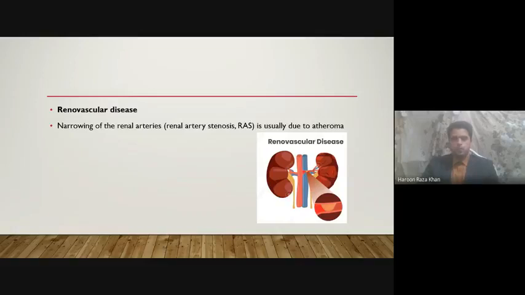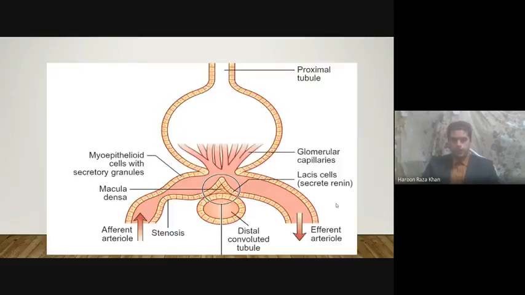So this narrowing has led to the renal artery stenosis. The main cause is atheroma. So before I talk about this morphology or how this occurs, this is the common structure or a detailed view of your function of the kidney. The proximal tubule, the glomerular capillaries, finally the afferent and efferent arterioles.